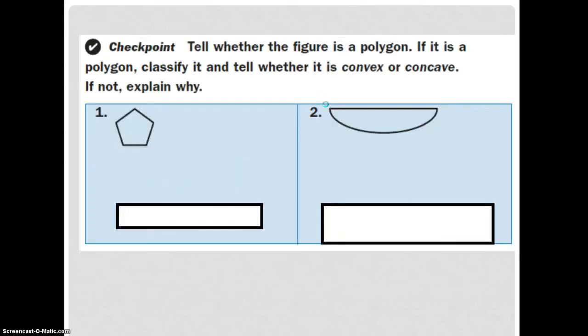Let's try number 1 and number 2. Tell whether the figure is a polygon. If it is a polygon, classify it as convex or concave. Pause the video, try 1 and 2.